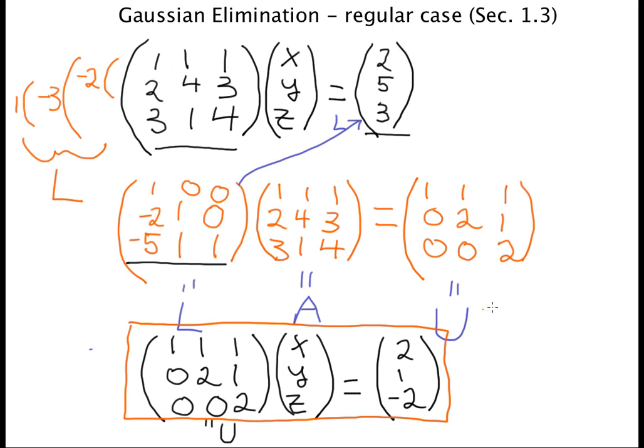And I'll just finish by writing down the solution. You look at the last row and you immediately conclude that Z is equal to 1. And if you plug, Z is equal to minus 1. And if you plug minus 1 into the second row, you conclude that Y is equal to 1. And then finally going back and looking at the first row, you conclude that X is equal to 2.